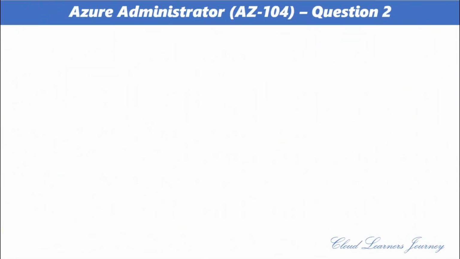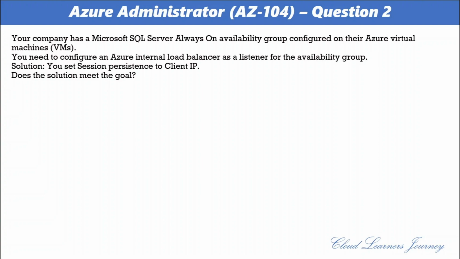Next, question number 2. Your company has a Microsoft SQL Server Always On Availability group configured on their Azure virtual machines. You need to configure an Azure internal load balancer as a listener for the availability group. It is same as previous question, but the solution here is different, and the solution is, you set session persistence to client IP. Does the solution meet the goal? And the options are A, yes, B, no, and the correct option is B, no.